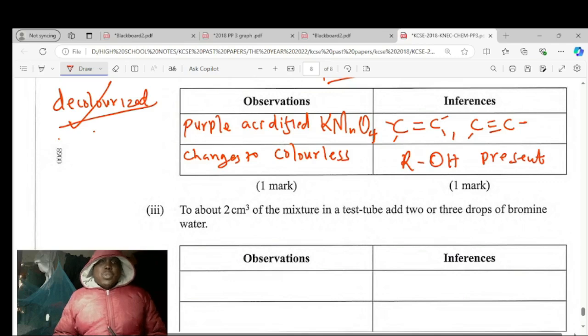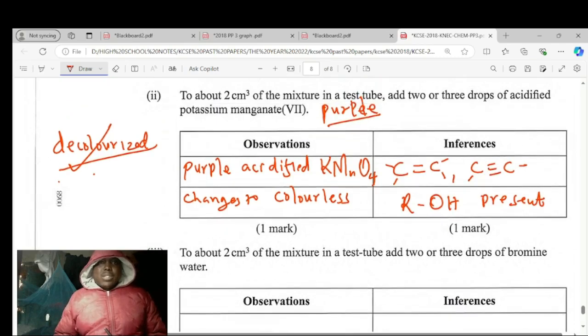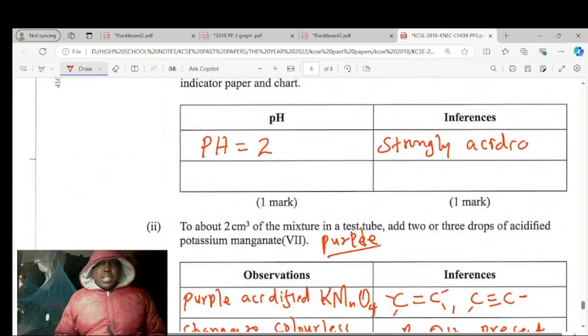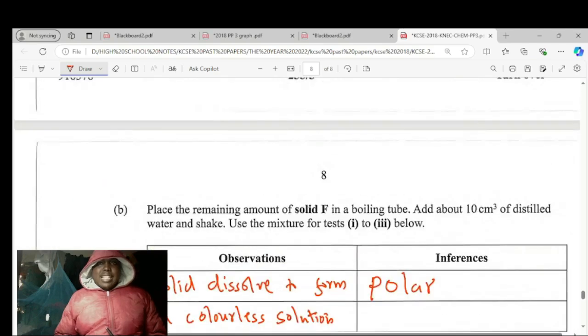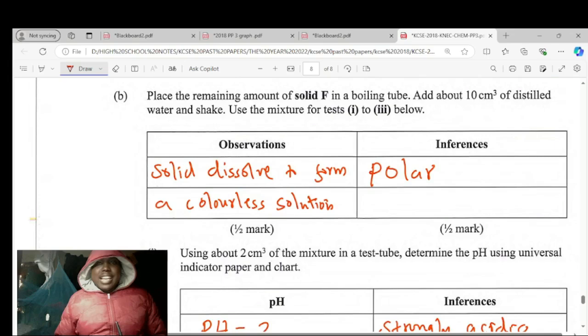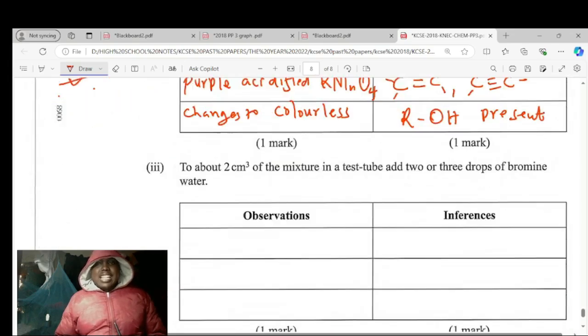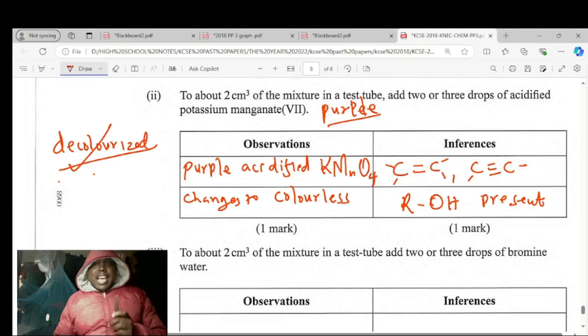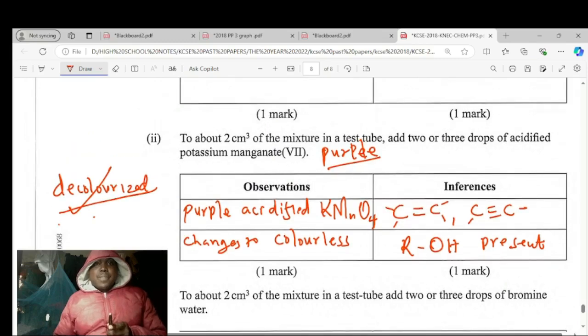Now, this test is used to test for these three, but for the sake of the elimination method, we had said here that these are unsaturated, since they burn with a yellow sooty flame. We know alcohols burn with a blue non-sooty flame. Now, if you come here and write ROH, of course, it will change the potassium permanganate from purple to colorless.